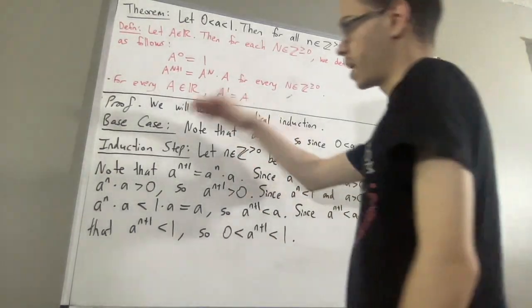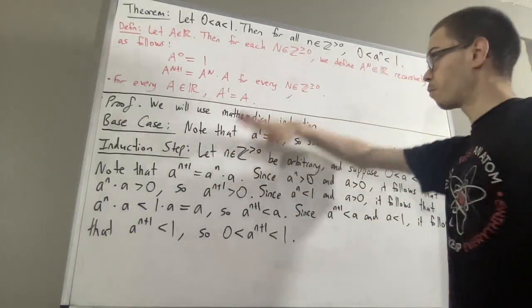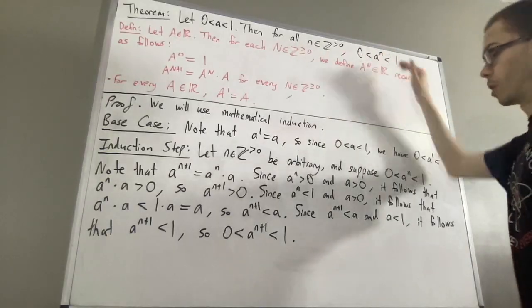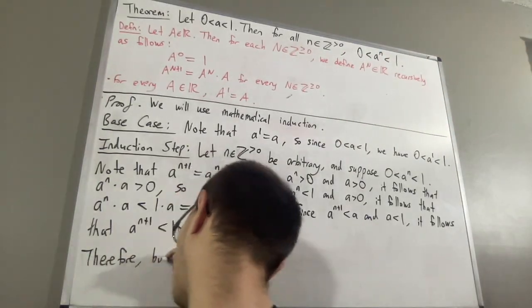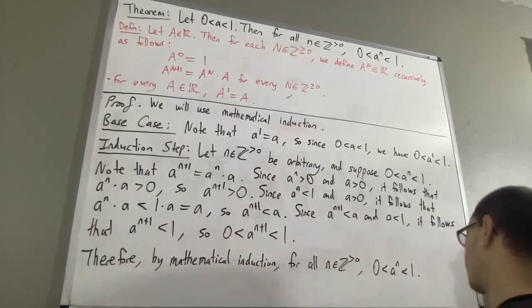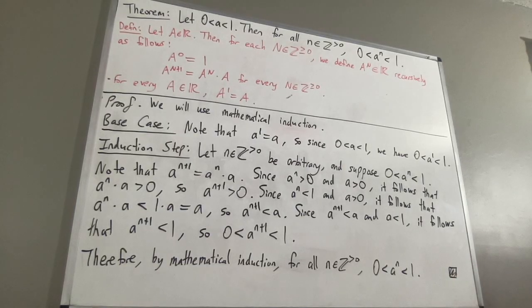Because we've completed both the base case and the induction step, this closes the induction. So by mathematical induction, we have proven for all positive integers n, a to the power of n lies between 0 and 1. And so this completes the proof. And so yeah, that's pretty much it for this video.